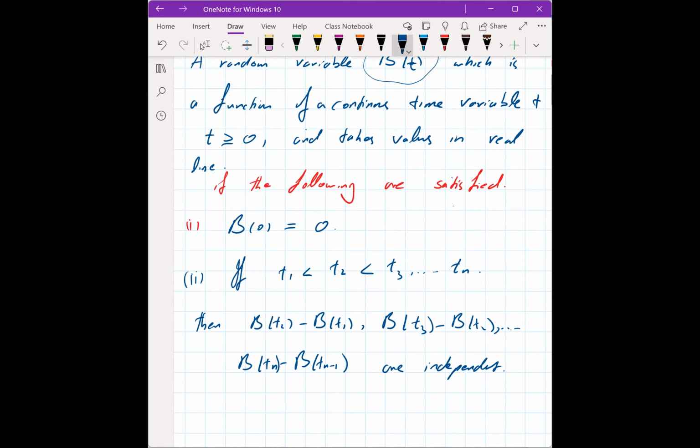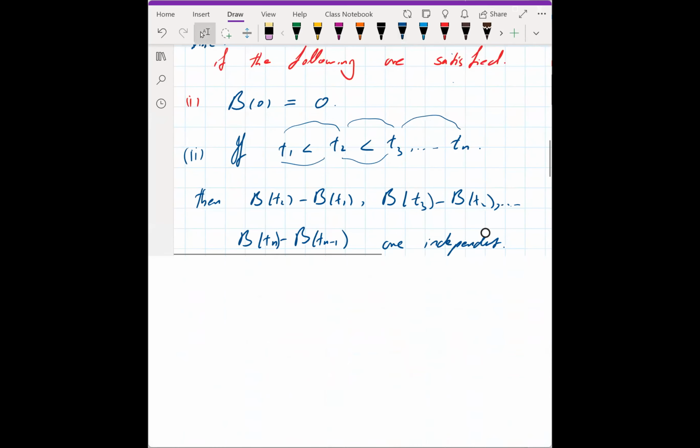The first is not that important, it's just for convenience that you start from 0. The second is that if you take a sequence of instances in time, and then you take these differences, then they are all independent. So remember, you are making some intervals. The differences over this interval and this interval and this interval are independent. So all these intervals are independent.